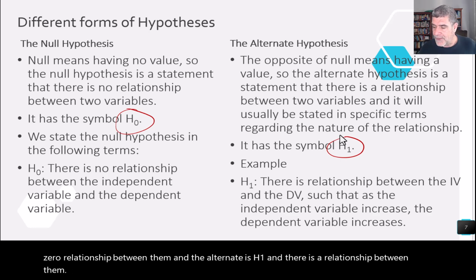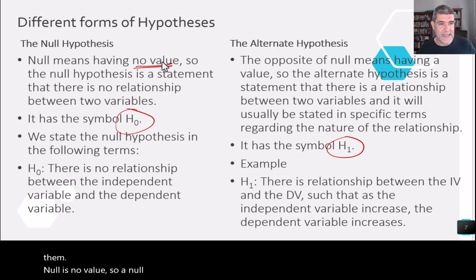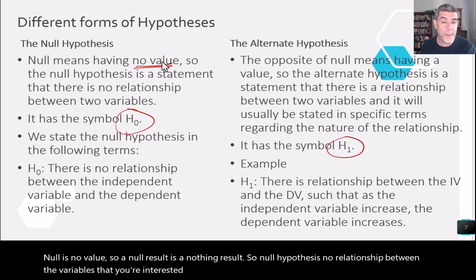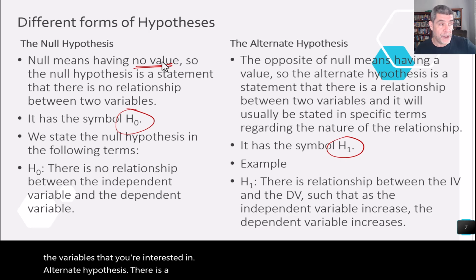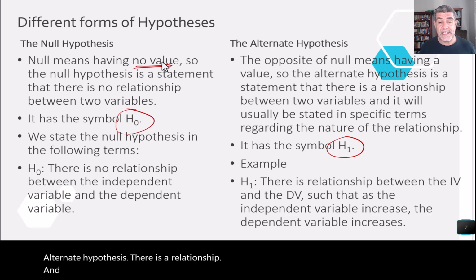Null is no value, so a null result is a nothing result. So null hypothesis, no relationship between the variables that you're interested in. Alternate hypothesis, there is a relationship. And the most important thing to remember about the alternate hypothesis is that we are going to try as much as possible to indicate the direction.